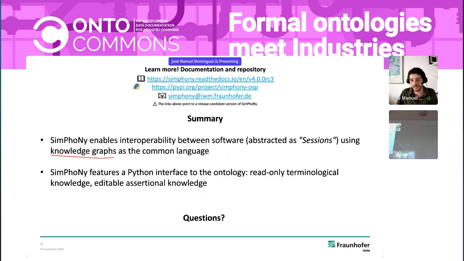The abstraction for the software are those session objects where you can have ontology individuals, and then you can move the information around using them. What is contained in the sessions are the knowledge graphs, essentially based on all ontologies. Second, you have a Python interface to these knowledge graphs in order to operate with them, but with the particularity that the terminological knowledge is read-only. So it focuses on the actual data or instances based on this knowledge that you have designed beforehand.